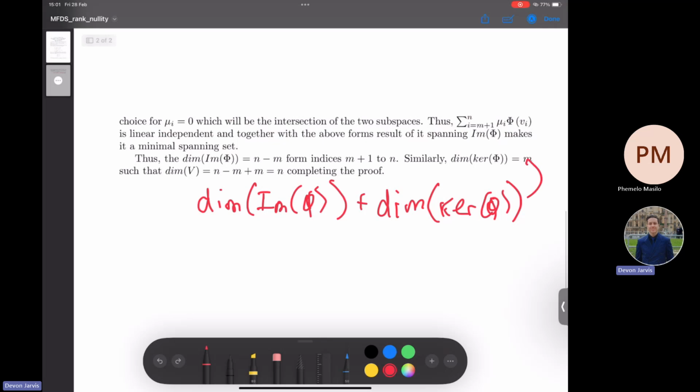That's the end of the proof: put m there, put n minus m there, and see what happens. What does that equal? It's n, which is the dimension of my V, for any choice of my original m-dimensional kernel. You know what I mean? This m isn't in the final answer.